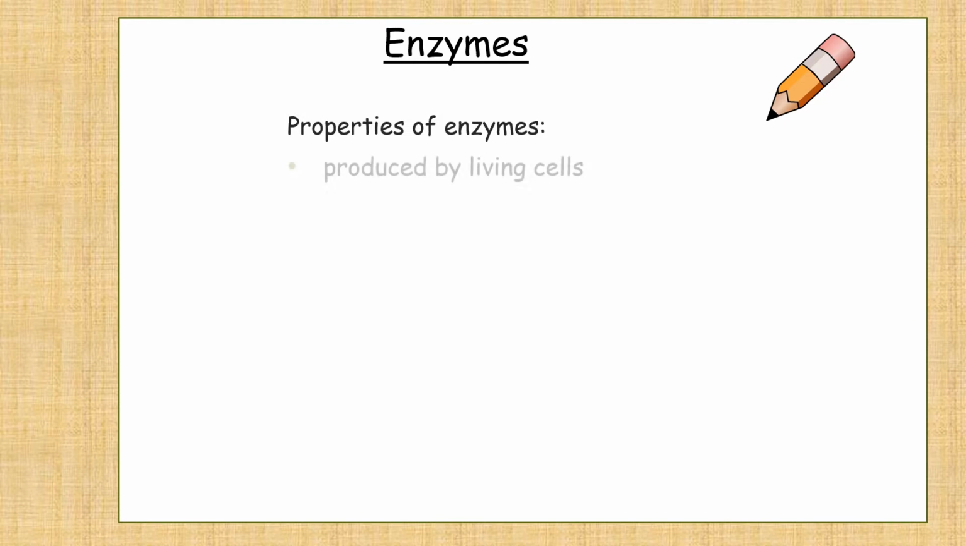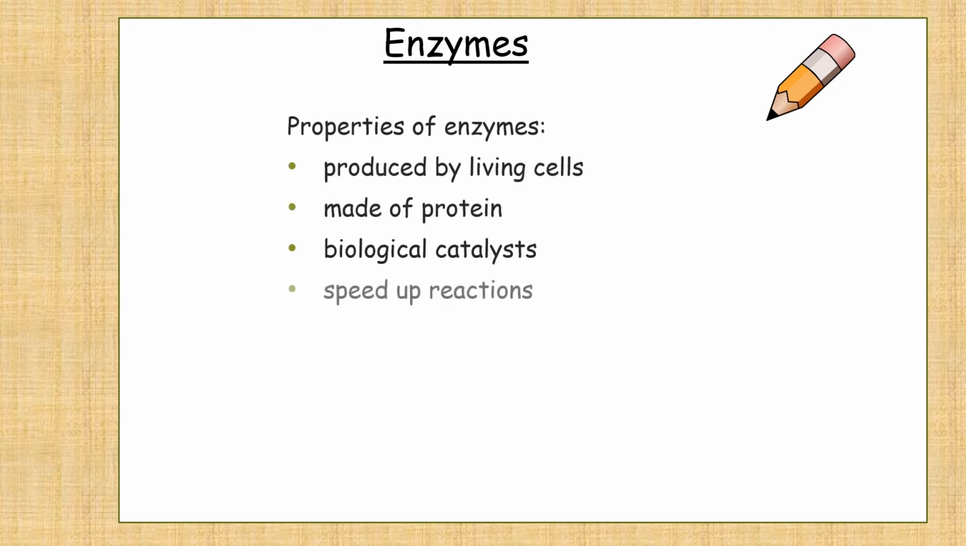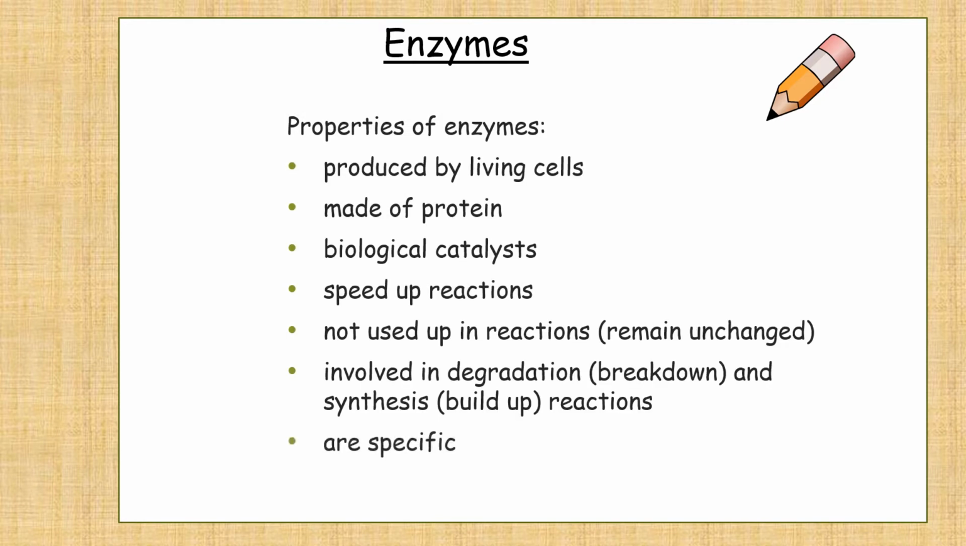So we need to make a note of this. So you would put the title enzymes. So the properties of your enzymes include they are produced by all living things, plants and animals. So they are made up of proteins and they are biological catalysts, which means they speed up chemical reactions without being used themselves. So they remain unchanged throughout the reaction.